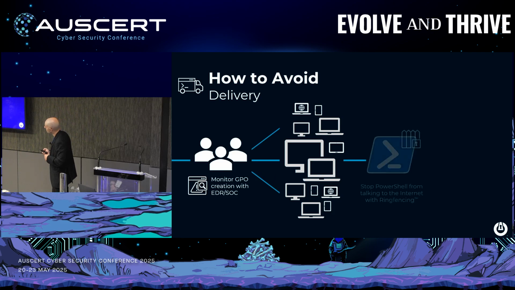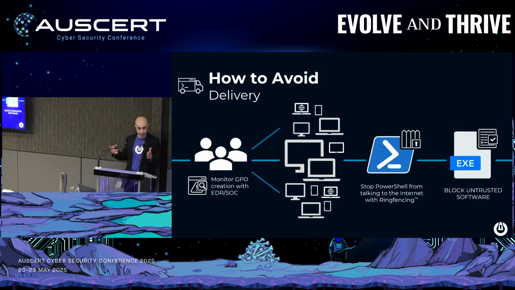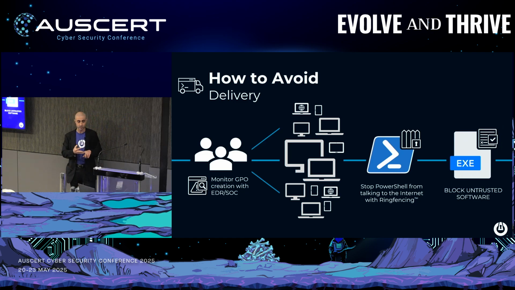Now, when it came to the delivery, GPO, Group Policy Object, could have been monitored by an EDR at any point in which a new policy was created. Yet that didn't happen either. And again, PowerShell could have been stopped from reaching the internet if it had been allowed to go that far. And once again, blocking untrusted software. So there's quite a few things that could have been done along the course of events that took place on those three stages: initial access, reconnaissance, and delivery.